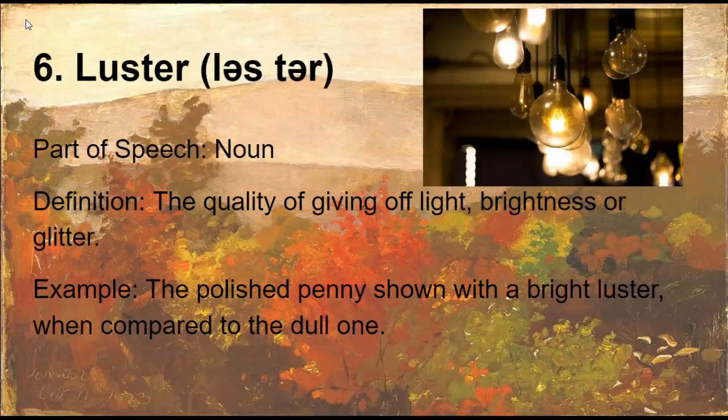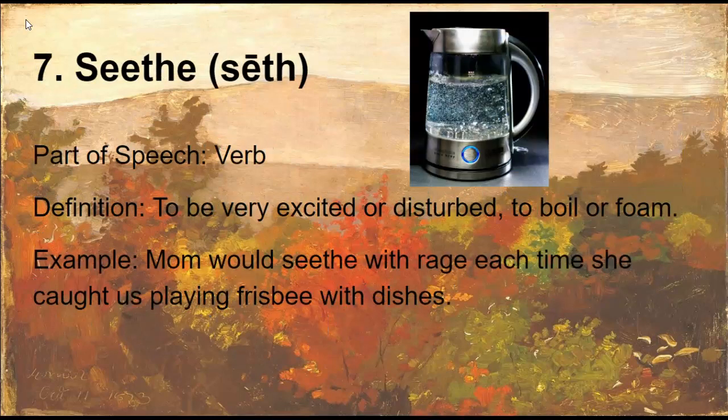Number six is luster. Luster is a noun. It is a thing. It is the quality of giving off light, brightness, or glitter. And your example sentence for luster is the polished penny shone with a bright luster when compared to the dull one.